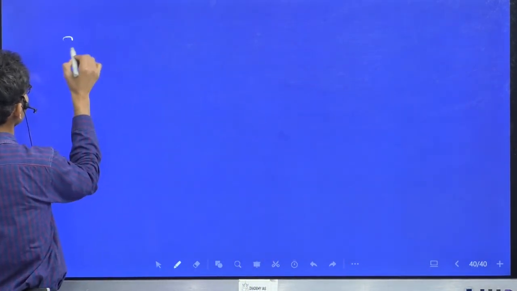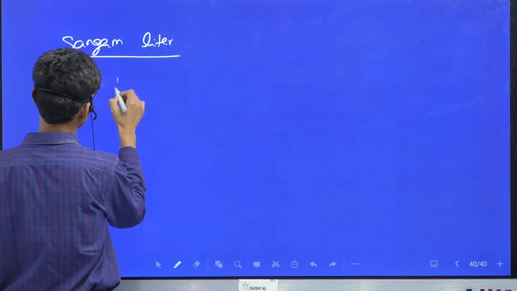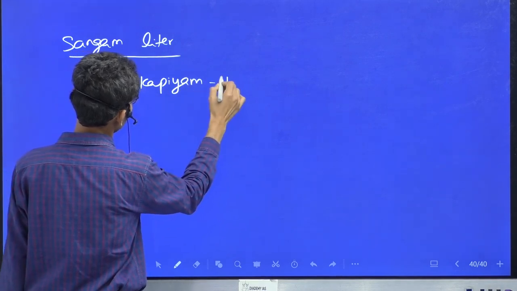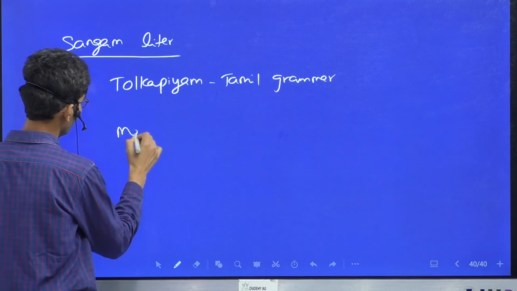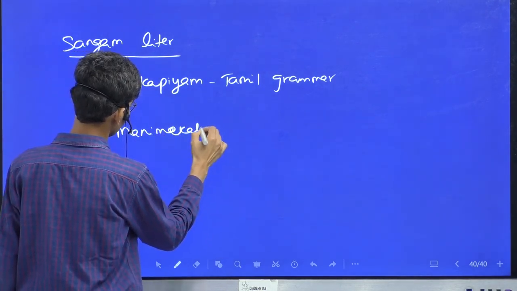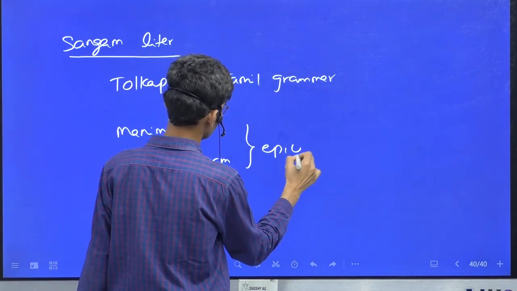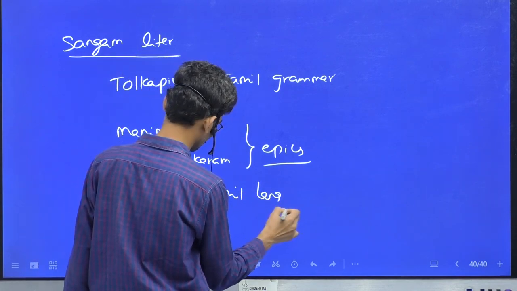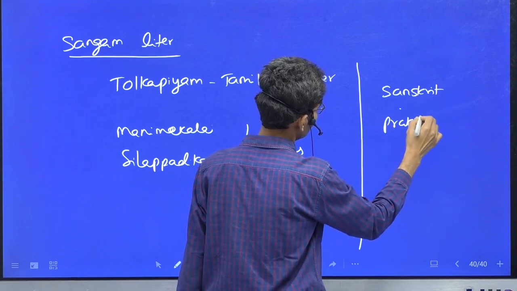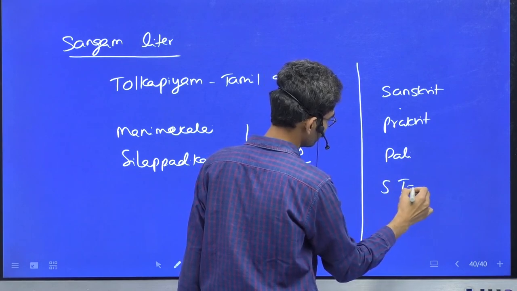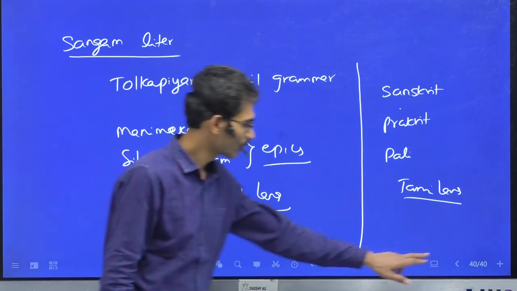When it comes to Sangam, Sangam literature developed. Tolkappiyam. It was the Tamil grammar. There were some epics like Manimekhalai, Silappadikaram. Epics. So Tamil language. So now you see, language-wise, Sanskrit is gaining ground. Prakrit, Pali language, Tamil language are gaining ground.